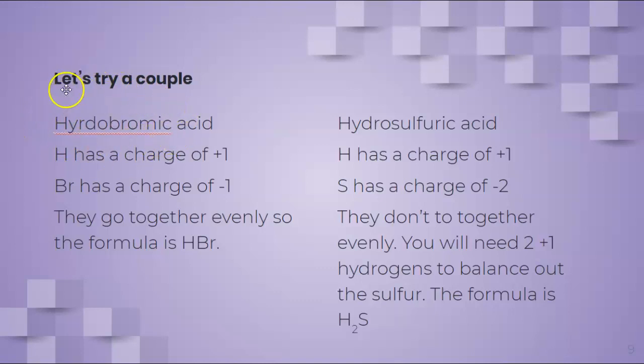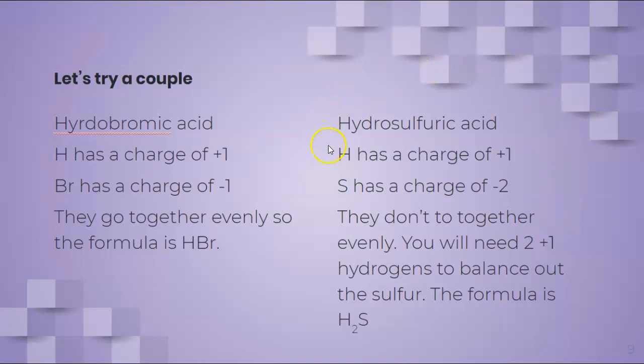This means I'm working straight off of my periodic table here, not a polyatomic ion. Whenever you see hydro, you know no polyatomic ion. Okay, and Br is a halogen. So it always has a charge of -1. So +1 and -1 cancel out. So it's just HBr.